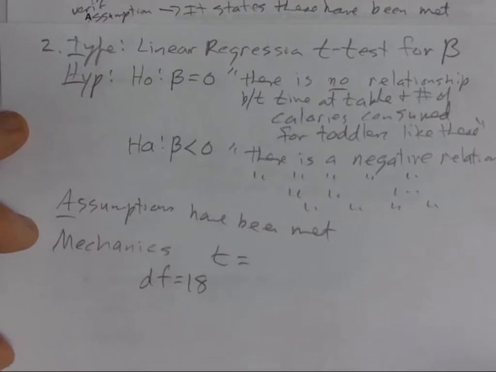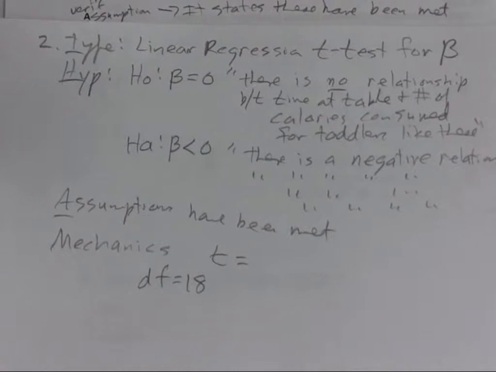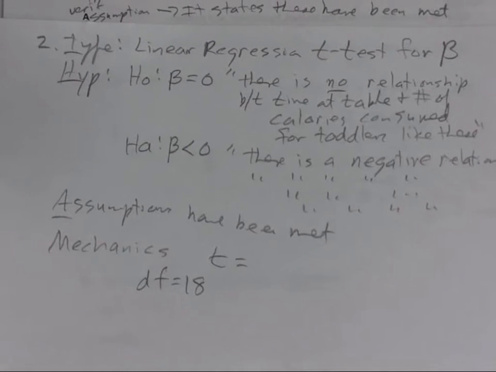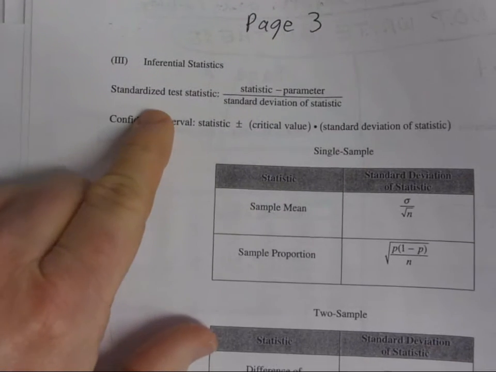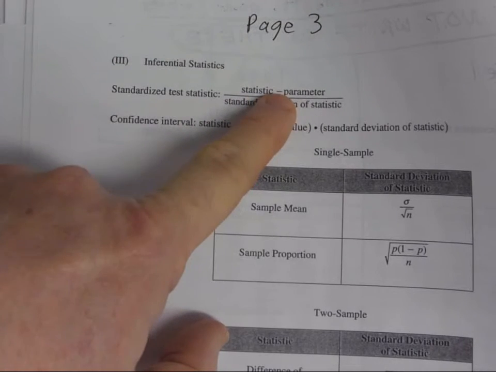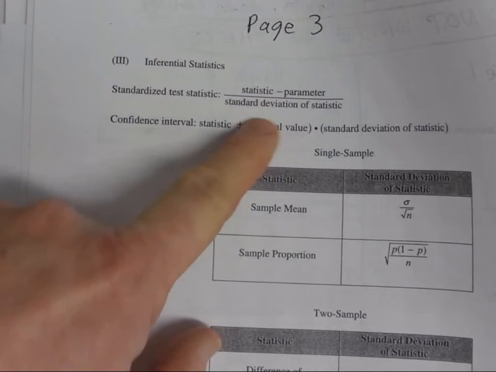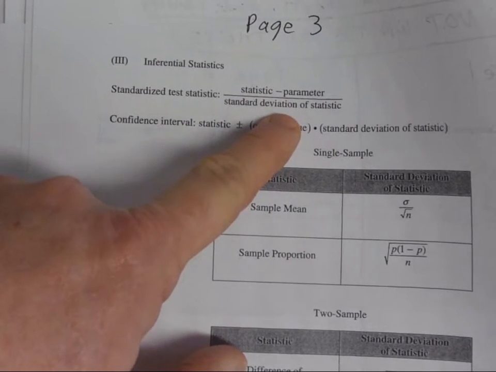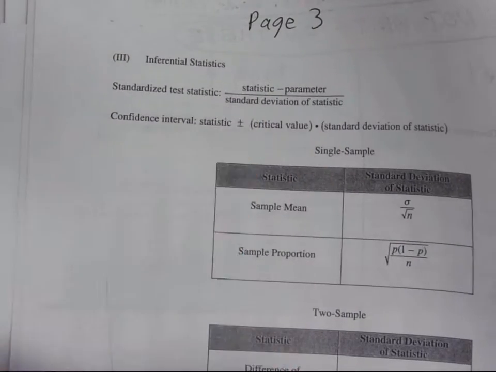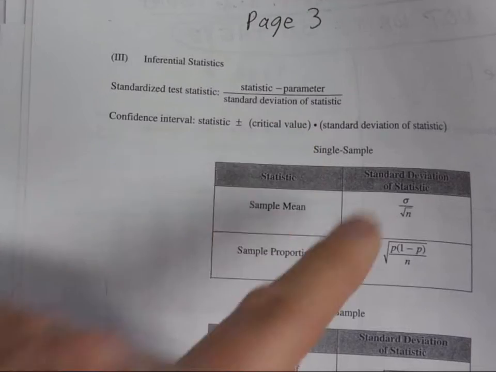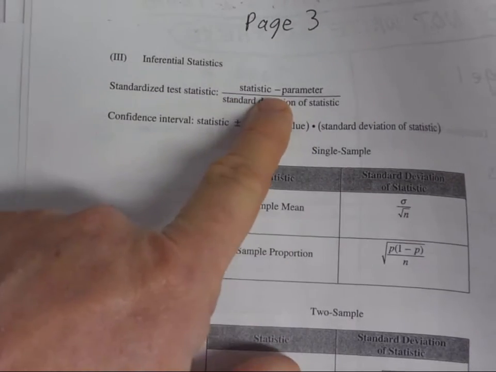And so our test statistic, let's look at our formula sheet. So on our formula sheet, the generic formula for a test statistic is this. It is statistic minus parameter over standard deviation of the statistic. And standard deviation statistic basically means standard error. We call it standard error because we're using estimates to estimate that. And so we call it the standard error. And so there's our formula.